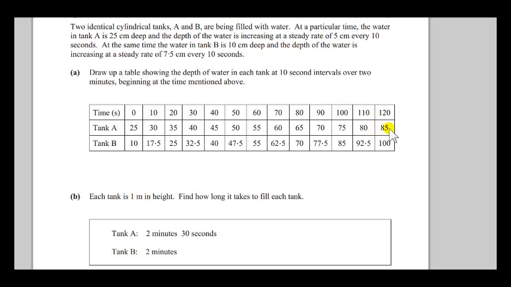So we can see that tank A is nearly full after 2 minutes. The depth of water is 85 centimeters, so we have another 15 centimeters to go. So after another 10 seconds, the depth of water will be 85 plus 5, which is 90, and we just extrapolate.